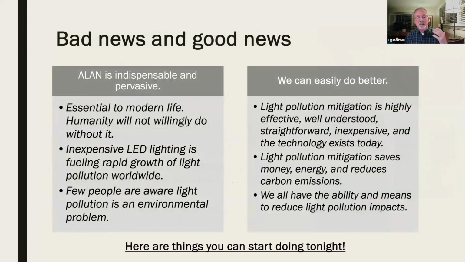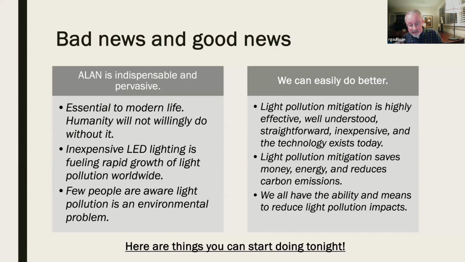So, bad news and good news. Artificial light at night, we are simply not going to do without it. It ultimately is an incredibly important thing for humans, so it's not going away. Cheap LED lighting is actually fueling rapid growth of light pollution worldwide. The problem is getting progressively worse and quickly. Most people don't know that light pollution is a big problem, okay? And that is facilitating this continually getting worse.